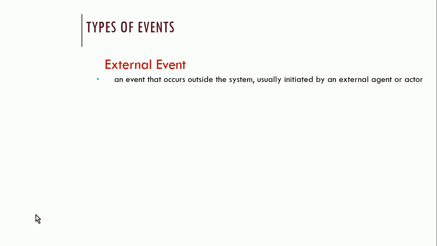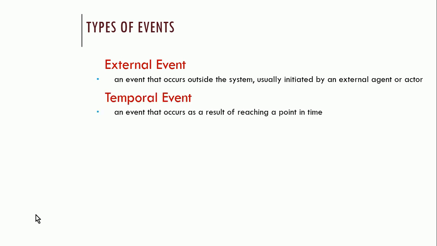So, some types of events. An external event is any event that occurs outside the system, so it's initiated by some external agent or actor, those little stick figures that we talked about. A temporal event is some event that occurs as a result of reaching a point in time. And again, this is something we usually don't think about in the brainstorming technique, which is not very structured.